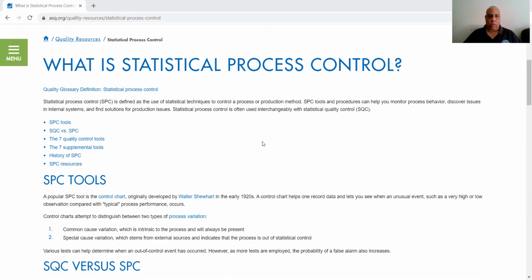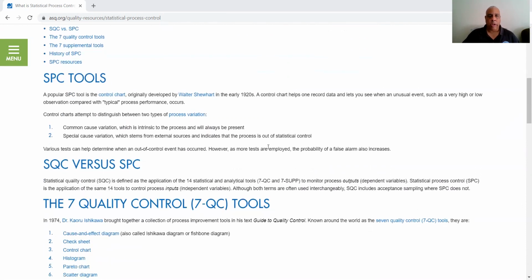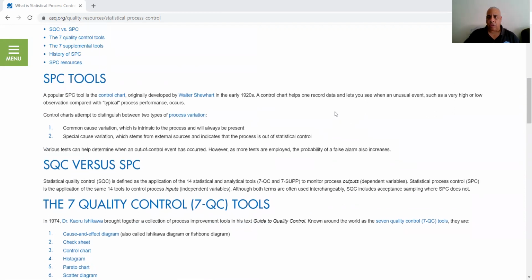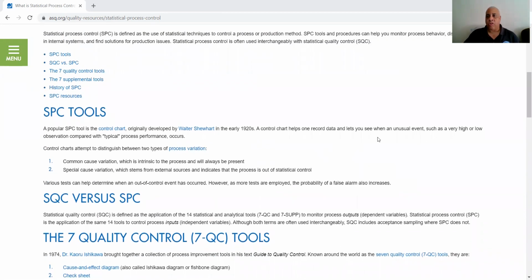statistical quality control. Now, when we deal with SPC tools, a popular SPC tool is the control chart. Now, the control chart was originally developed by Walter Schubert in the early 1920s. Now, a control chart helps one record data, and it also lets you see when an unusual event is taking place, such as a very high or very low observation compared with typical process performance as it occurs.